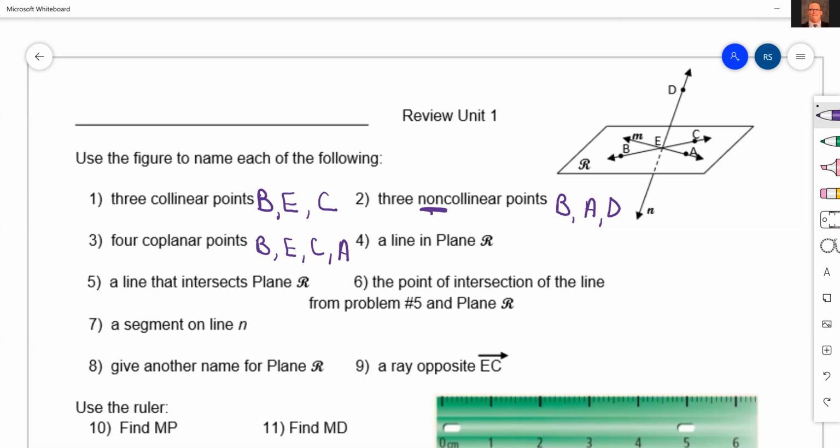Four asks us to find a line in plane R. There's, again, different ways to name a line on the plane, or in the plane, I should say. You could use 2 points, or look for a lowercase cursive letter. Well, there's a lowercase cursive letter. So I'm going to say line M.